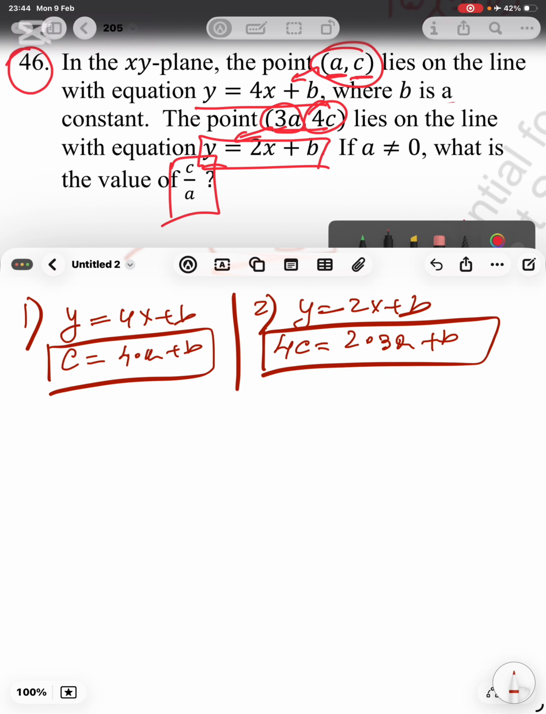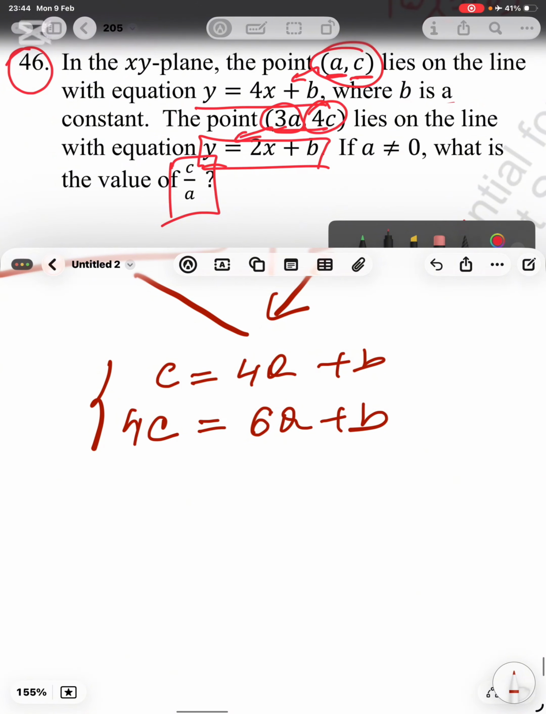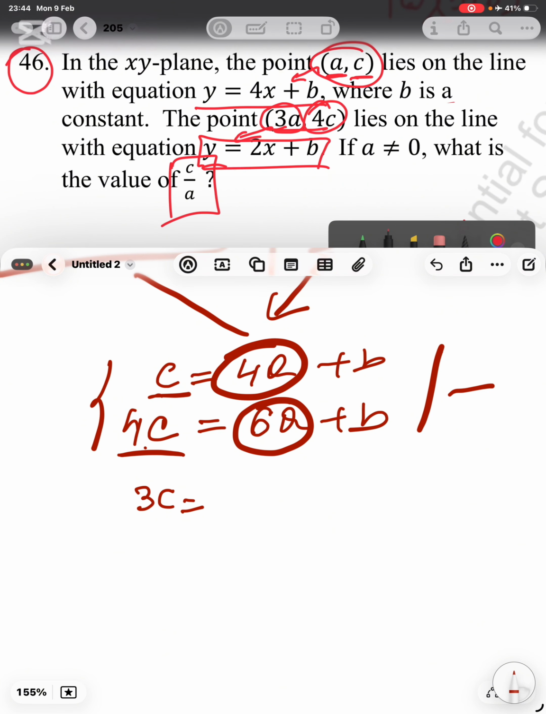So how may we work with them? At first, we have to write them down like this. 4A plus B is written from the first expression, and for the next one, 4C equals 6A plus B. Is it right then? From the simultaneous equations, just simply subtract them. So 4C minus C, 3C equals 6A minus 4A. It's going to be what? 2A. We just cancel these expressions.